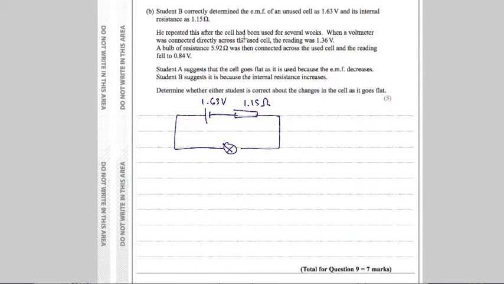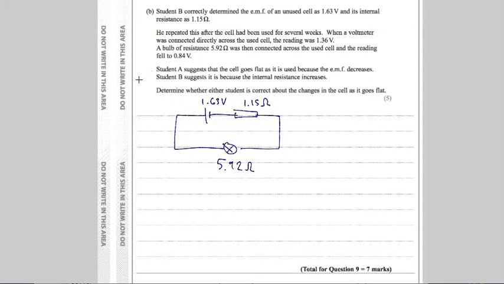He repeated this after the cell had been used for several weeks. When a voltmeter was connected directly across the used cell, the reading was 1.36 volts. A bulb of resistance 5.92 ohms was then connected across the used cell, and the reading fell to 0.84 volts. Student A suggests that the cell goes flat as it's used because the EMF decreases. Student B suggests it's because the internal resistance increases. So determine whether either student is correct.